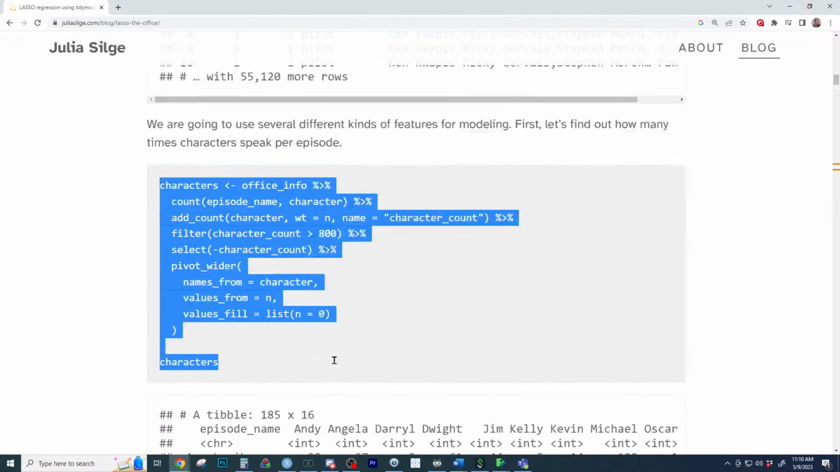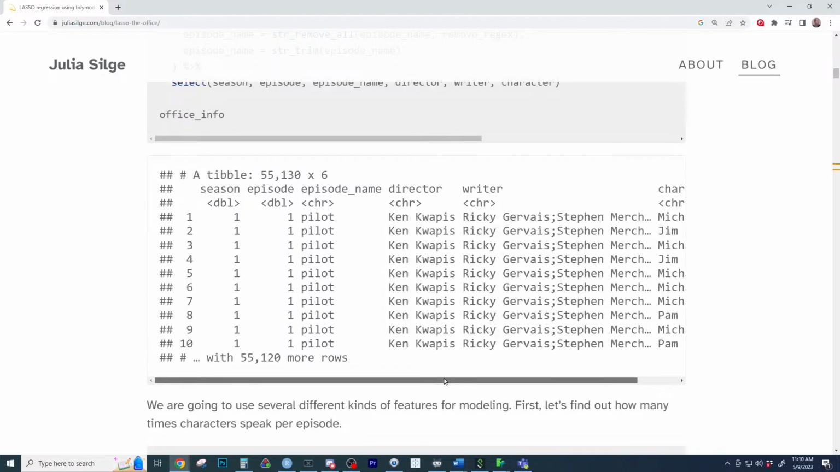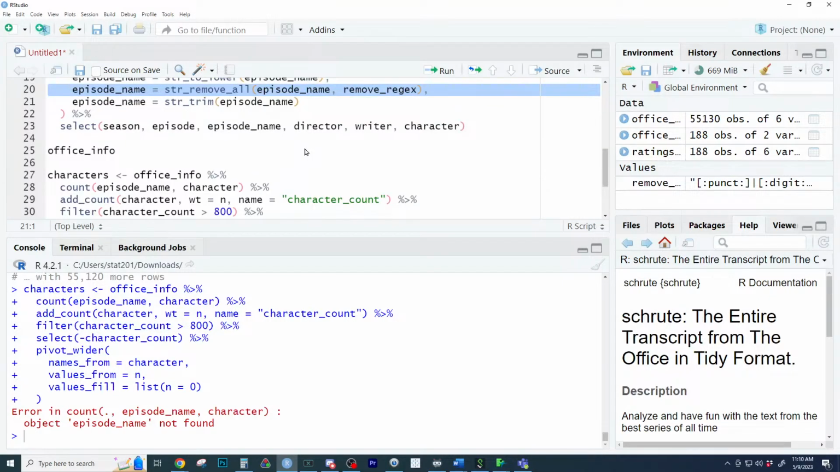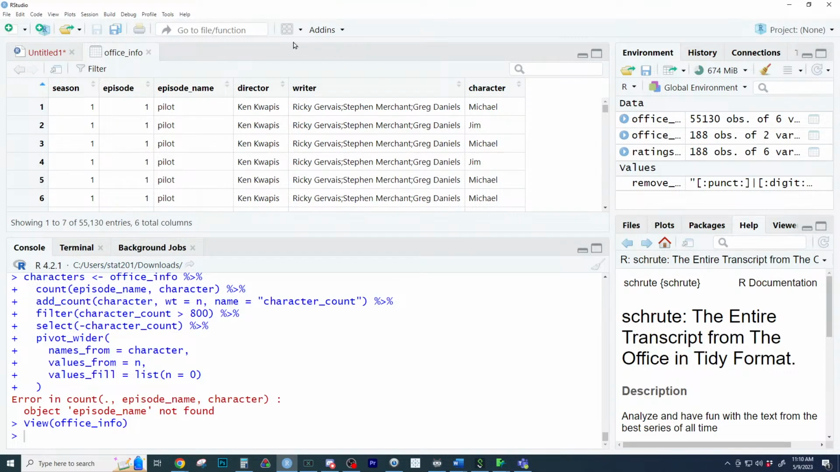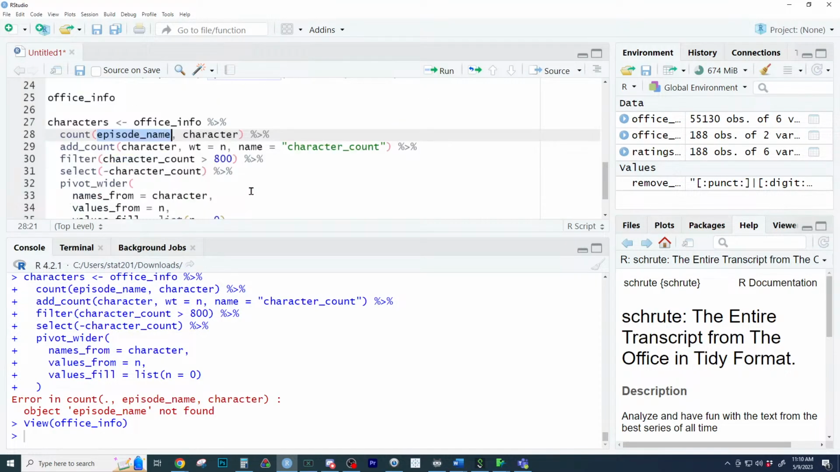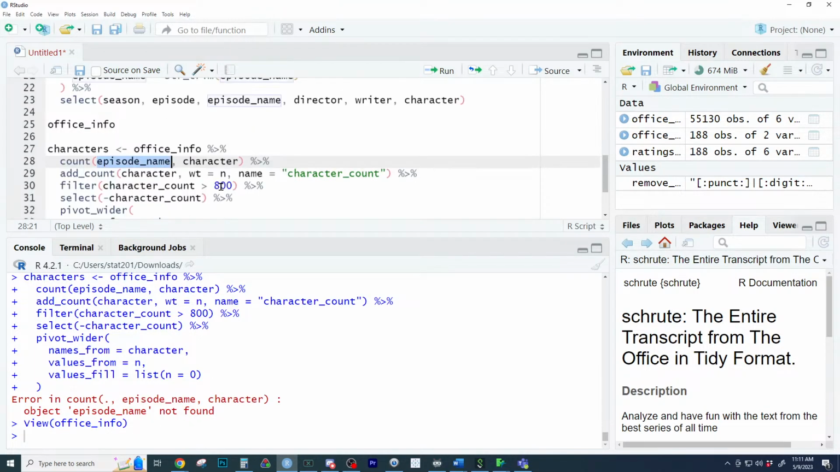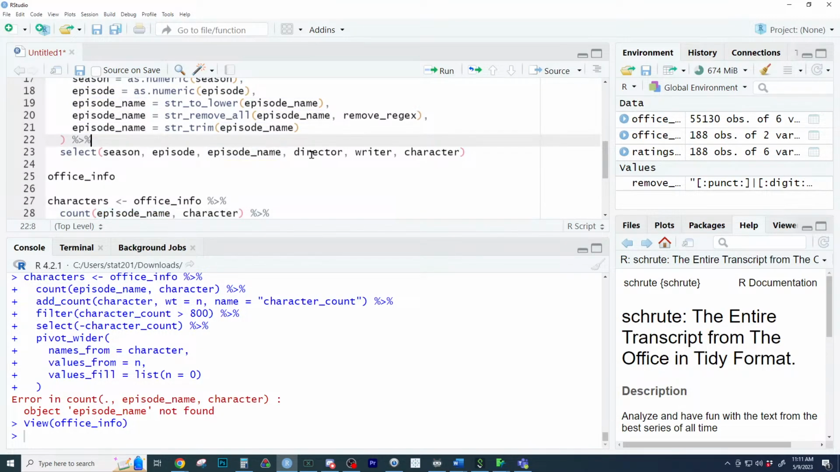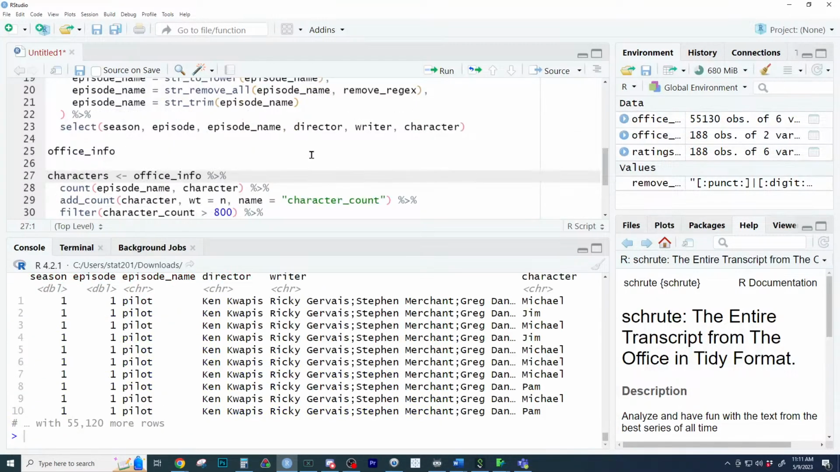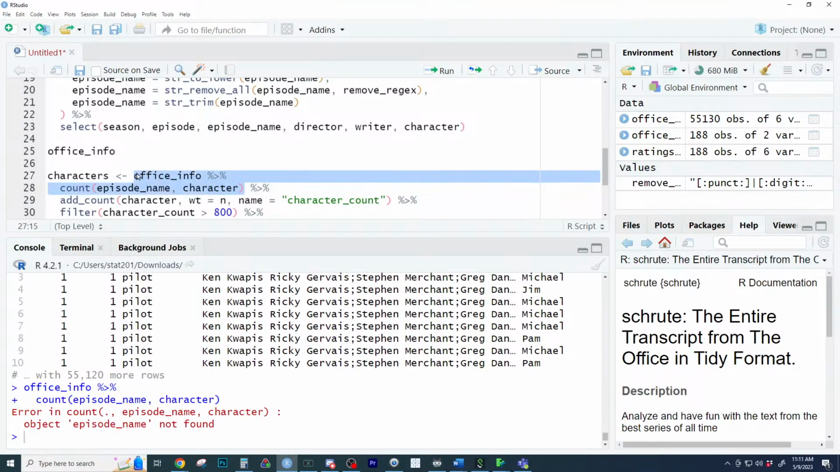Let me look at her code, because it's not showing in episode. There's episode name right there, pilot. So we should have that too. There's episode name. Episode underscore name. And it says object episode name not found. And feel free to ask any questions you have. There it is, there's episode name. Here, let's run it bit by bit and see where it breaks.